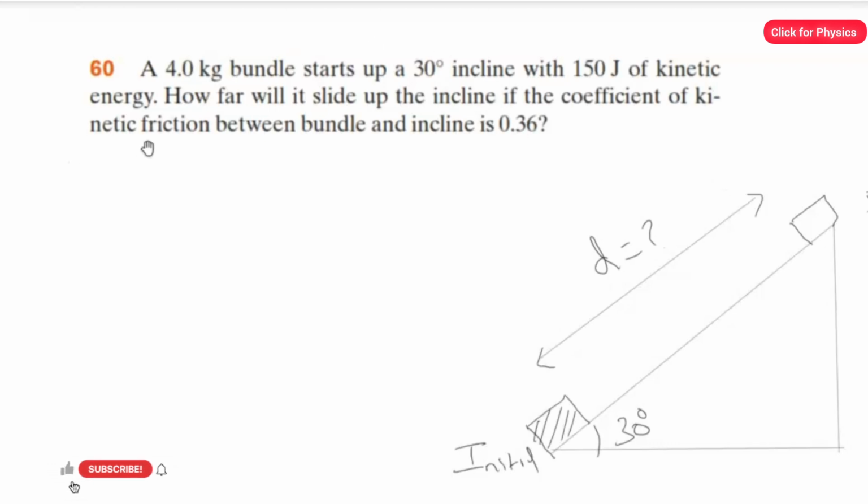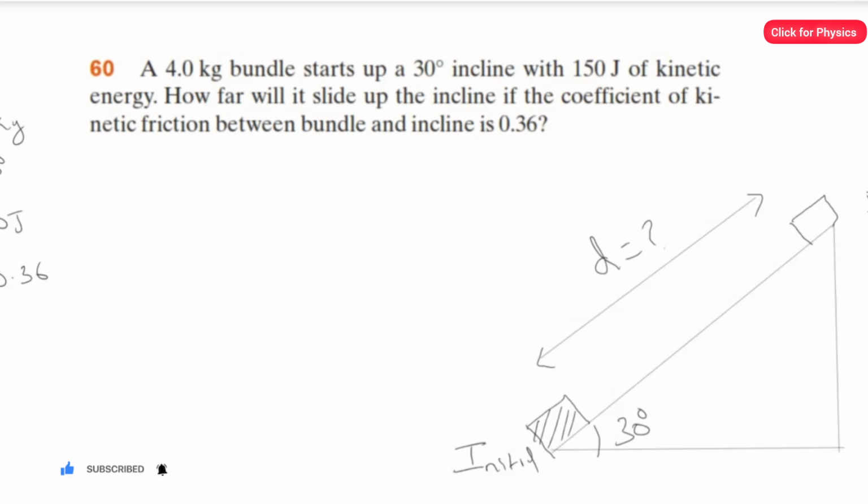They also mentioned there is friction between the bundle and the incline, so they gave the kinetic friction coefficient value, which is 0.36, that is mu k. The mass of the bundle is 4 kilogram, and theta of the incline is 30 degrees. The initial kinetic energy is 150 joules. These are all the information they gave. What we have to find is the distance covered, that is the d value.